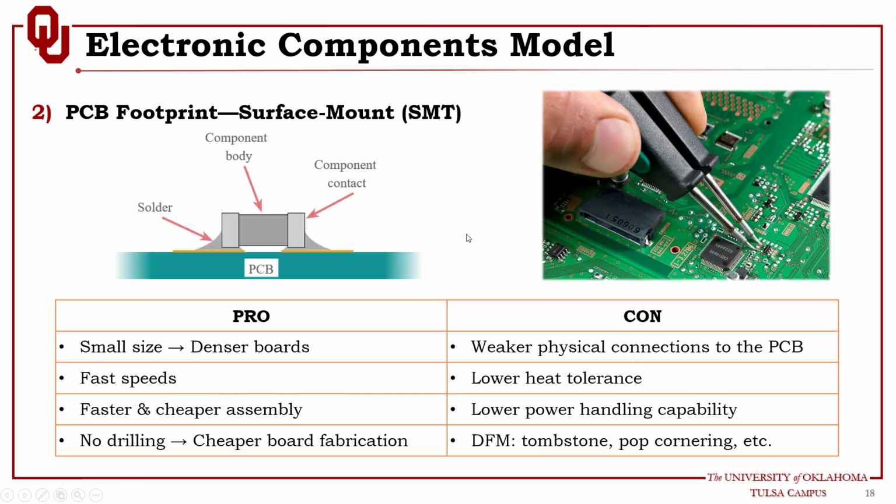Now, surface mount components. Surface mount is a method of producing electronic circuits in which the components are mounted or placed directly onto the surface of the printed circuit board. In industry and in general, it has largely replaced the through-hole technology construction method of fitting components with wire leads into holes in the circuit board, because surface mount technology is more efficient.